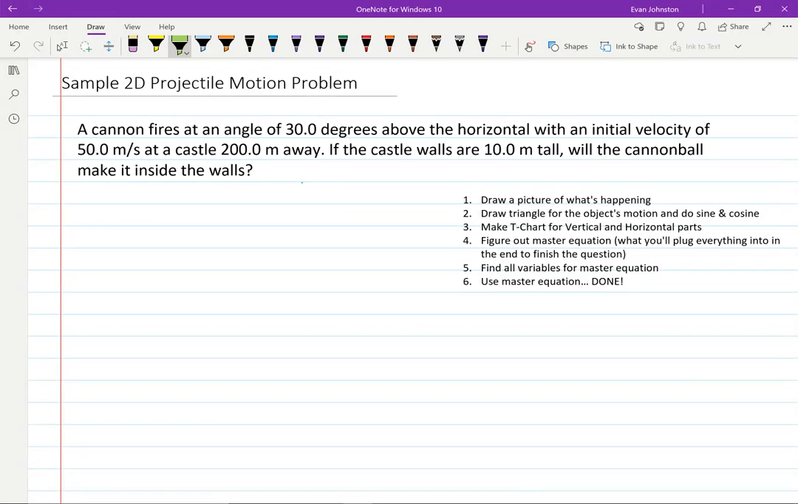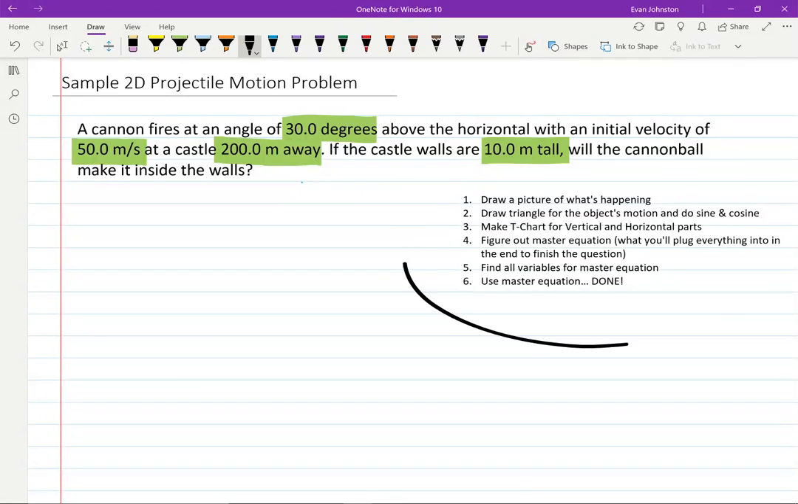And so I'm looking through and I see we have a few things. We know our angle, we know our initial velocity, and that's not the x velocity, it's not the y, that's the total. We know the x direction for how far away the castle is, and we know the height that we need to be. This is kind of the y value. And so the question is really, will the cannonball make it inside?